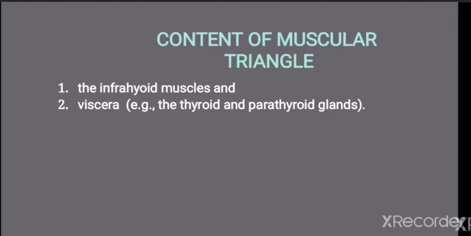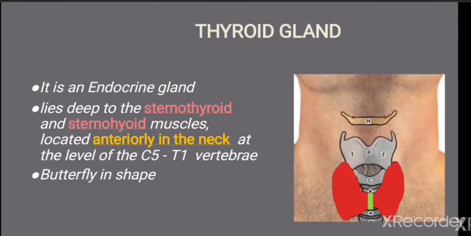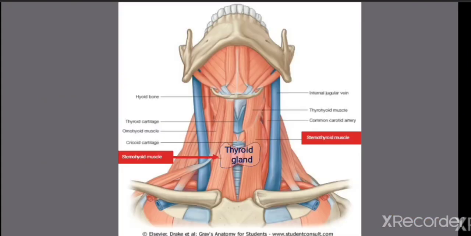Then the contents of this triangle are infrahyoid muscles and some viscera like the thyroid gland and the parathyroid glands. So this thyroid gland is an endocrine gland and lies deep to the sternothyroid and sternohyoid muscles and is located anteriorly in the neck at the level of C5 to T1 vertebrae. It is butterfly in shape, as we can see in the image. So here is the muscular triangle containing the thyroid gland.